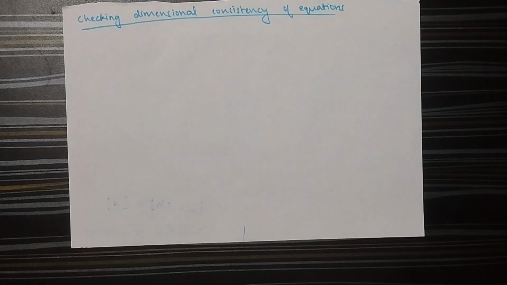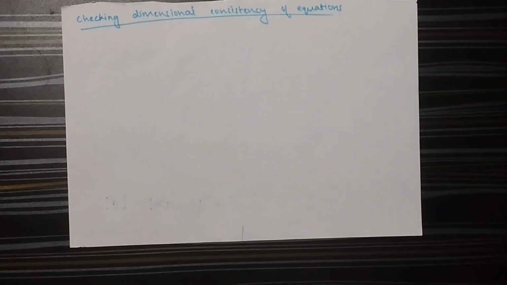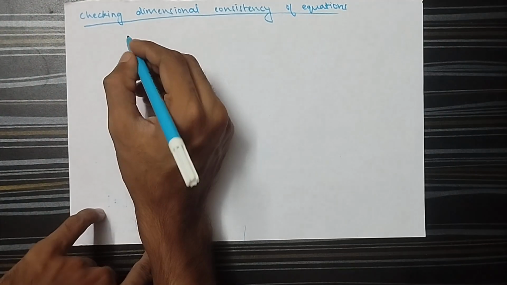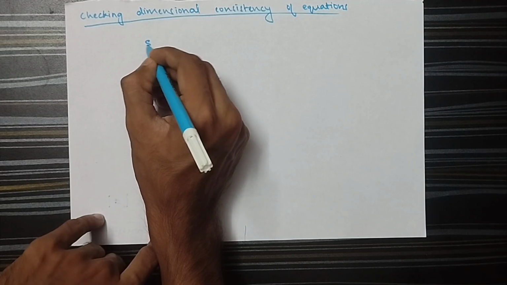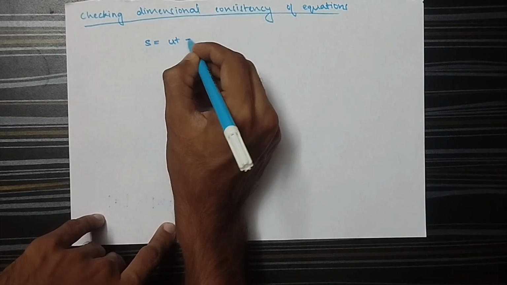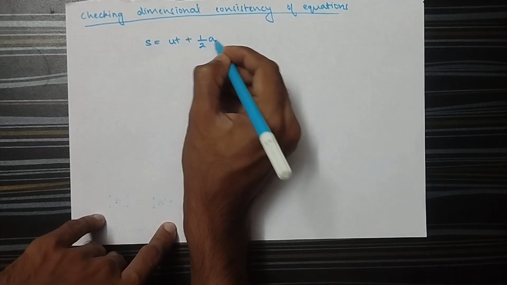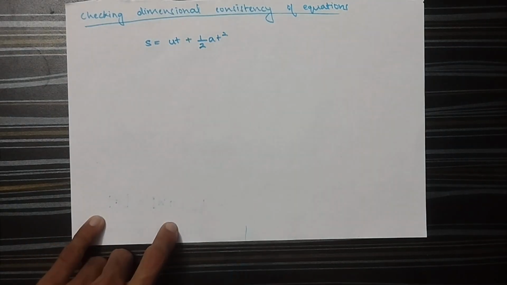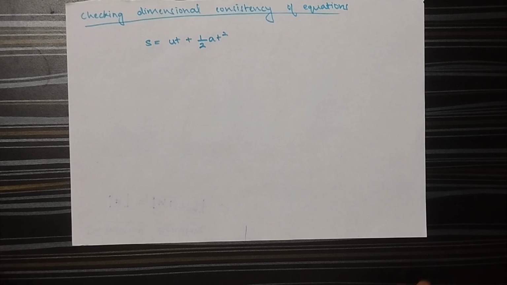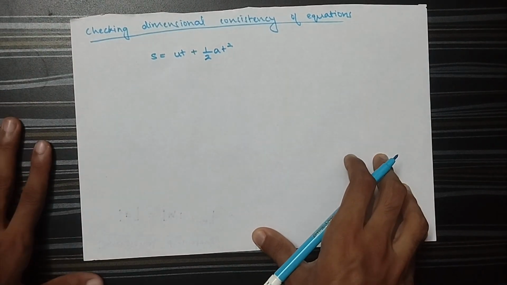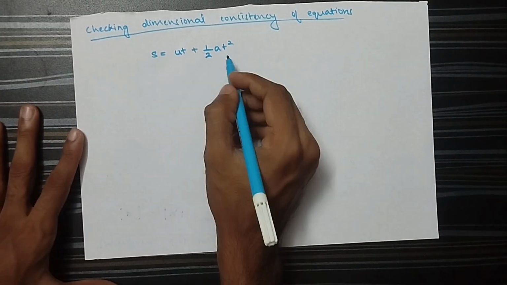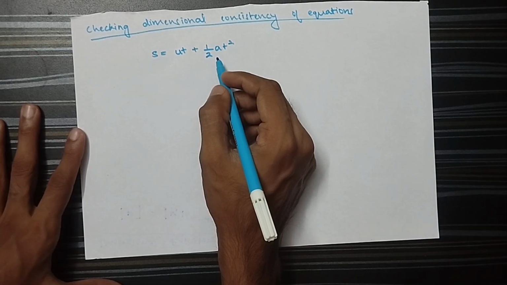So I'll tell you, and let's actually write an equation. We know the kinematic equation of uniform accelerated motion: S is equal to ut plus half at square. So basic equation, and we know the equation is right, but we have to prove it is right. So in order to prove it is right, let's write all the terms in terms of dimensions.